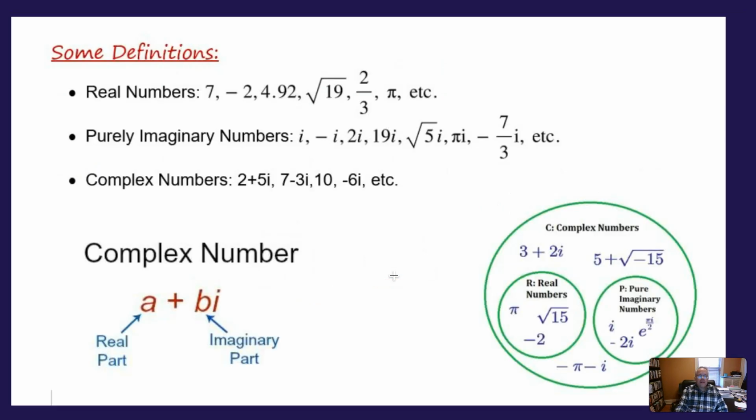I just want to take a second here for some important definitions. Real numbers are the numbers we're used to, the numbers on the number line. That includes whole numbers like 7, negative numbers like -2, decimals, square roots that go on forever, fractions, numbers like pi. All these numbers fit on the number line.